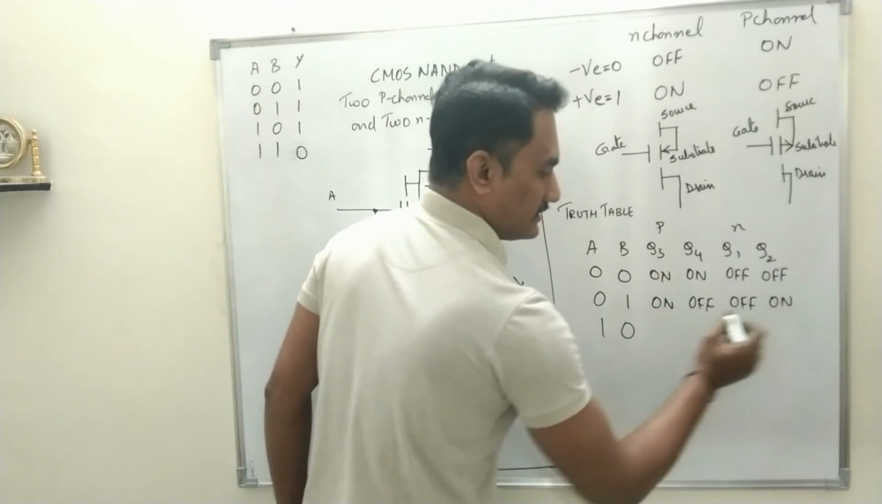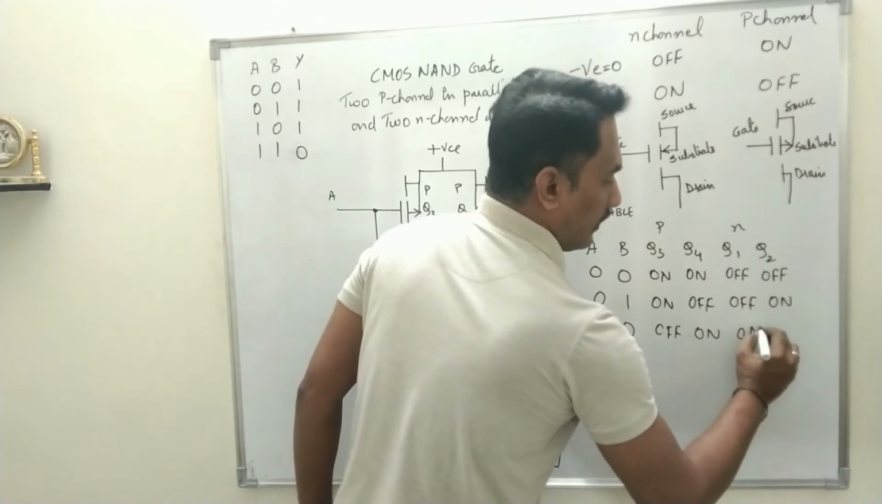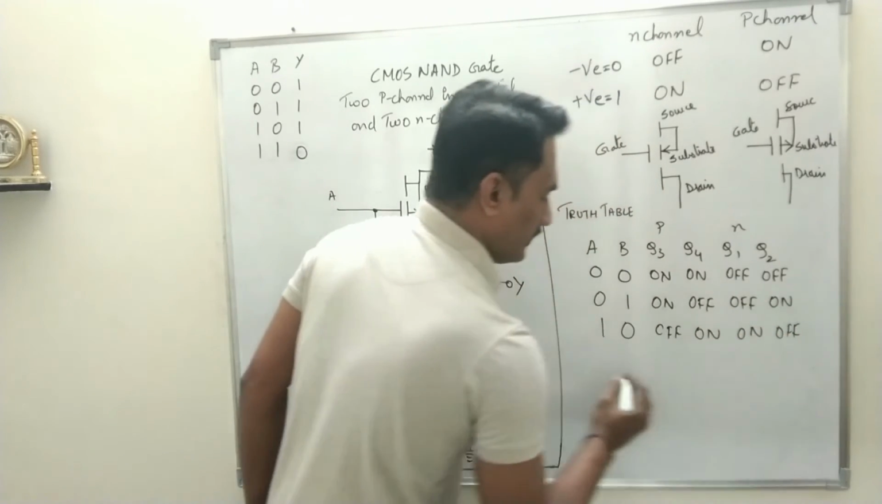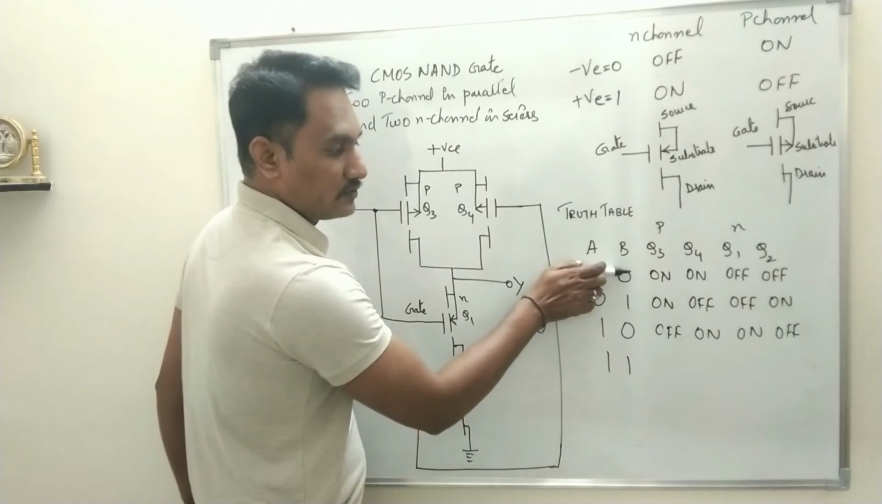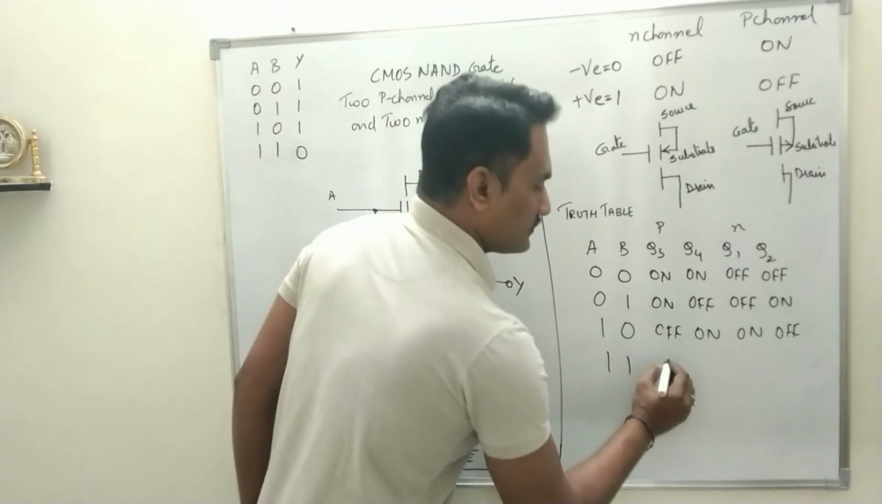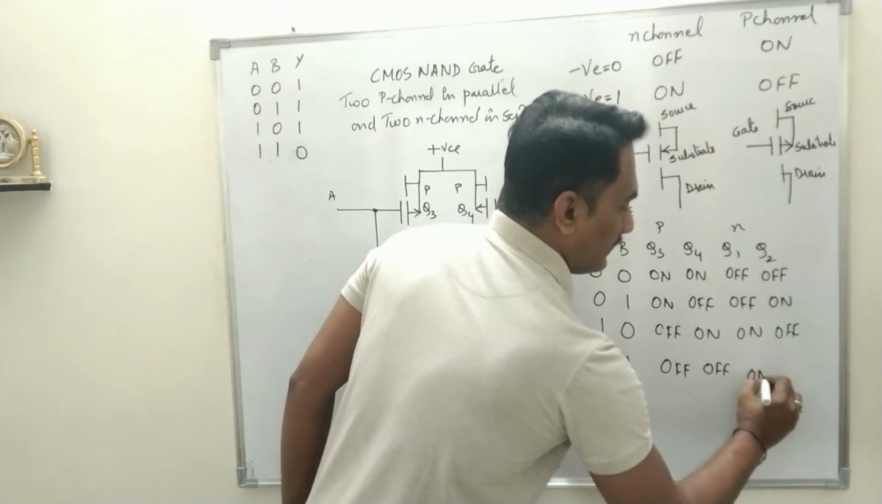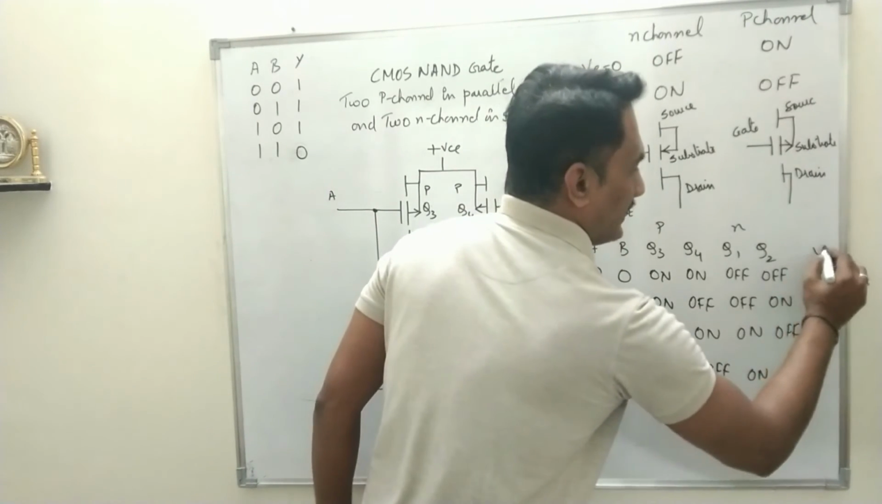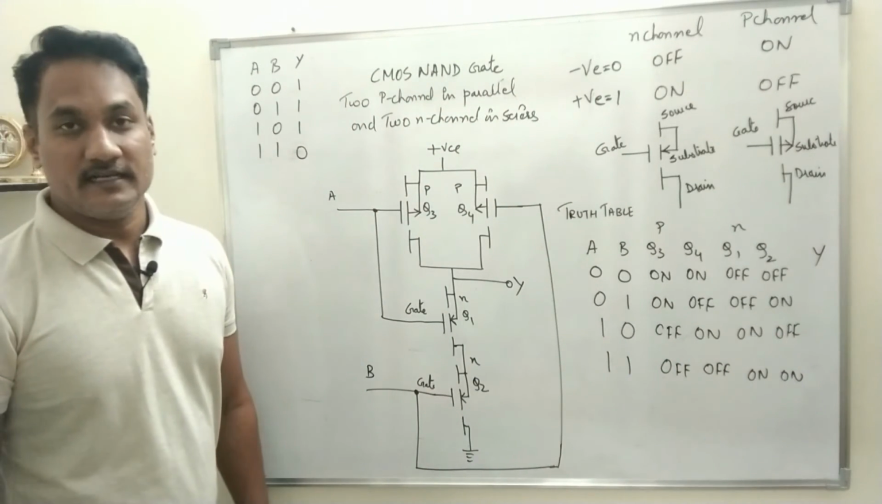So all this condition will change: off, on, off. And the last condition, 1, 1, is exactly opposite to that first condition, so it will be off, on. And now let us try to design or decide what exactly Y is.